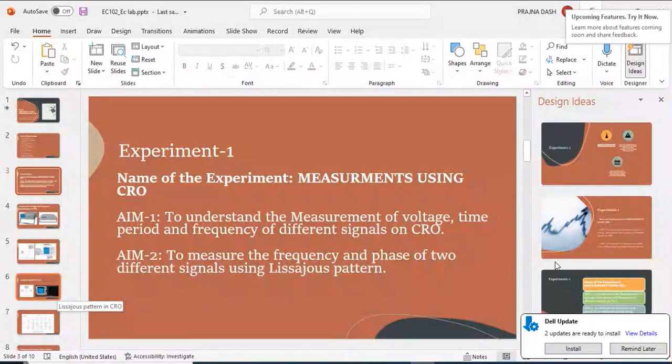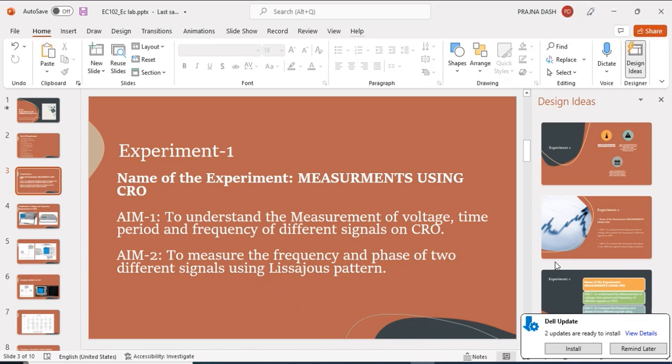So in our first experiment, you will be acquainted with how to do the measurements using the CRO. That is basically your voltage measurement and frequency measurement. Obviously frequency measurement is related to your time period. If you calculate the time period of a signal, then you can calculate the frequency of that signal.